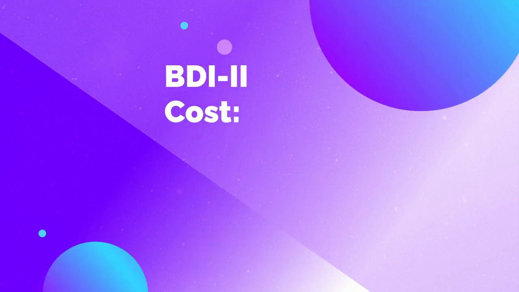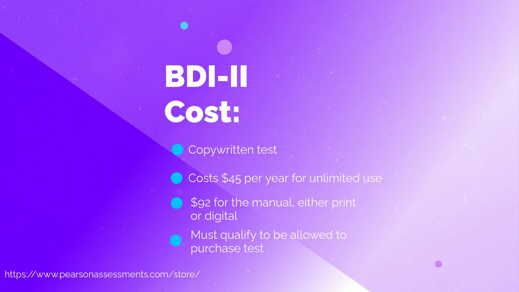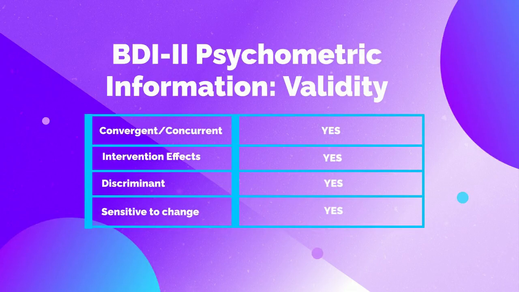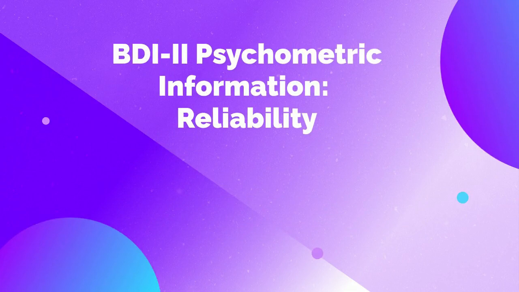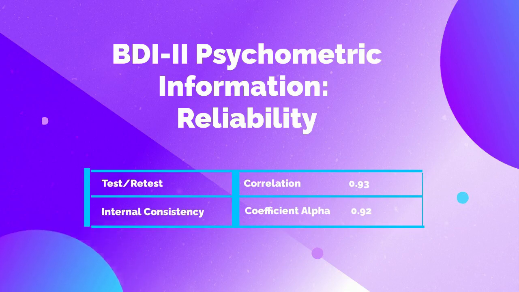What does the BDI-2 cost? The test is copywritten, so there is a charge to use it. It's $45 per year for unlimited digital administration and scoring, plus you need to buy the manual for $92, which is a one-time charge. You do need to qualify to be able to purchase and access the test. The BDI-2 has been shown to have a high degree of validity on a variety of different measures. It also has a high degree of reliability with a test-retest correlation of 0.93 and internal consistency with a coefficient alpha of 0.92.